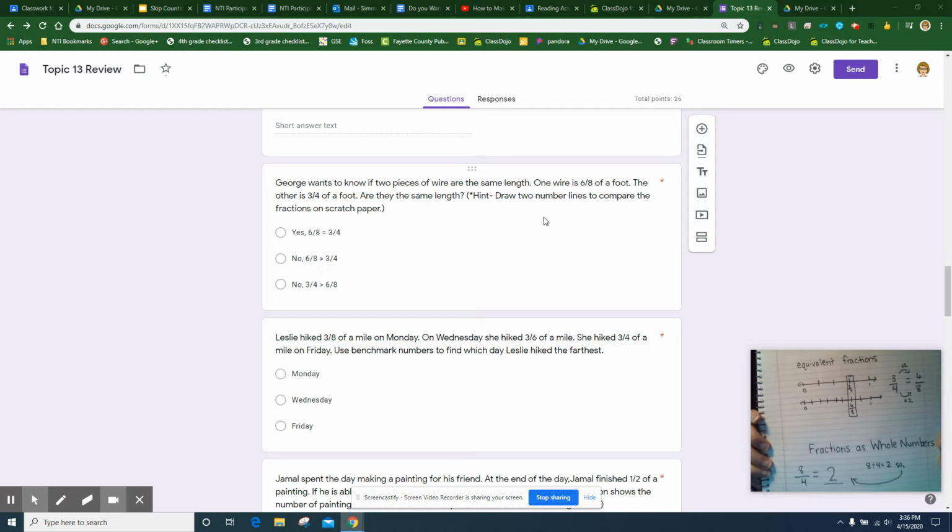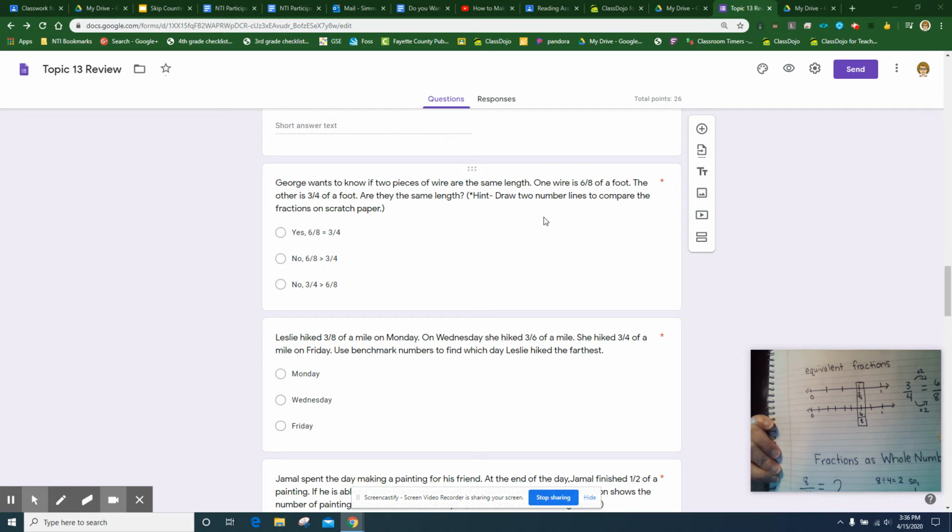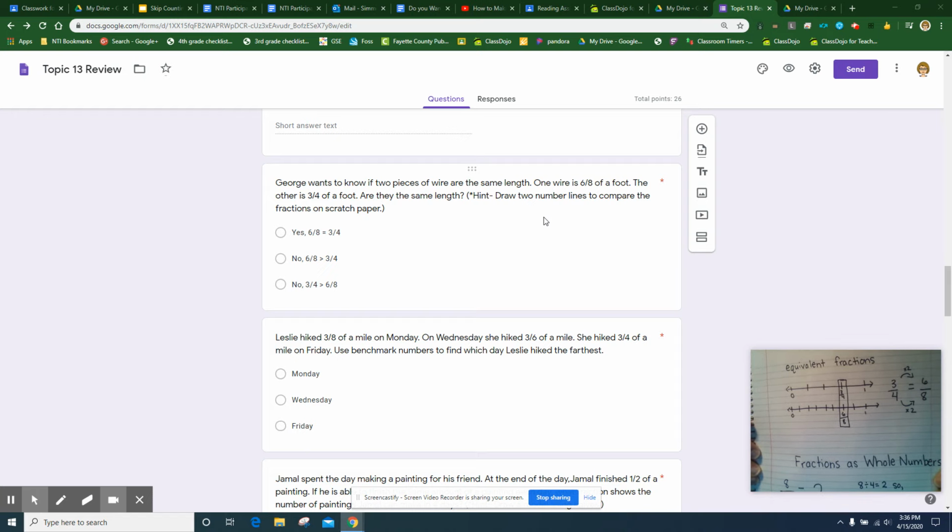Okay, I've modeled it out for you. You can see that my fraction number lines are equal. I made my zeros line up and I made my one whole line up. So they each represent the wire. Now I did my first number line partitioned into 4 equal parts because I wanted to model out 3/4, and 4 is my denominator. The second number line, I did eighths, so there are 8 equal parts because 8 is my denominator and 6/8.